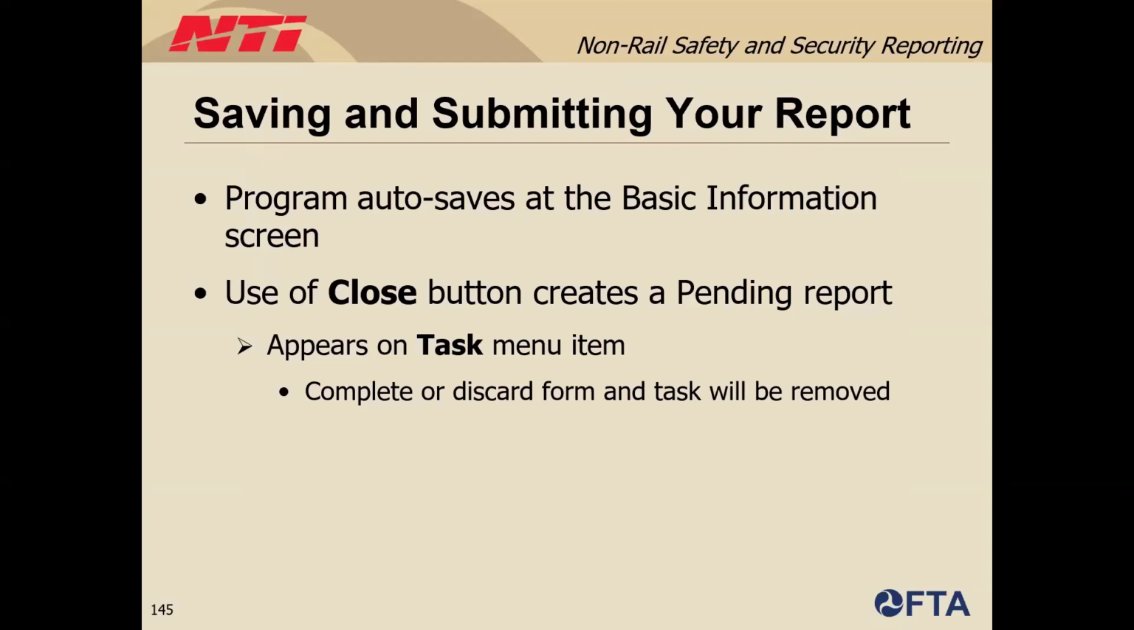At any point from the basic information screen on, the system automatically saves your report. So if you close the report without saving or submitting from this point on, these auto-saved reports become pending reports, which are stored as a task on the task menu option. When you are ready to complete the report, click on the task menu option and you will see a listing of each task. Major event report tasks will appear with SNS 40 in the title. Just click on the task and the system will return you to the screen you were on when you closed the report. Complete the report and save and submit, or if you no longer need the report, you can choose to delete it instead.